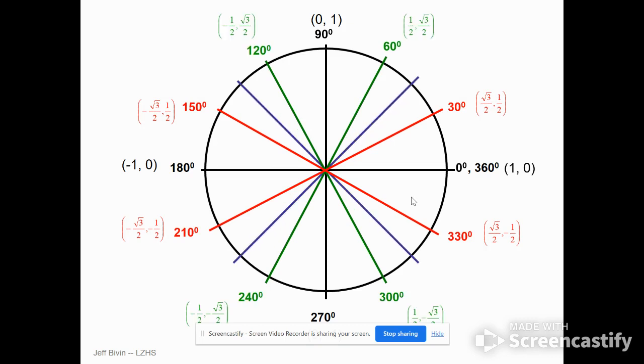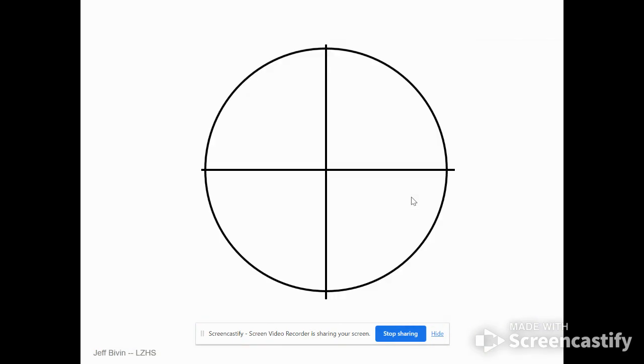They're not on radians yet. I apologize. They're just showing the whole unit circle. So now this is the whole circle with all the coordinates and all the degrees.